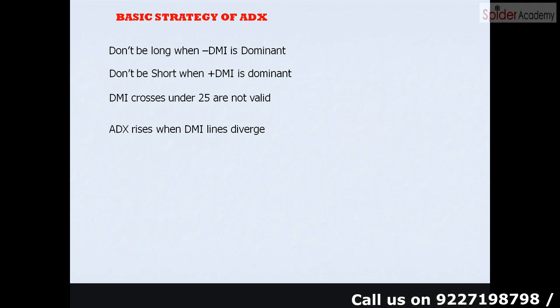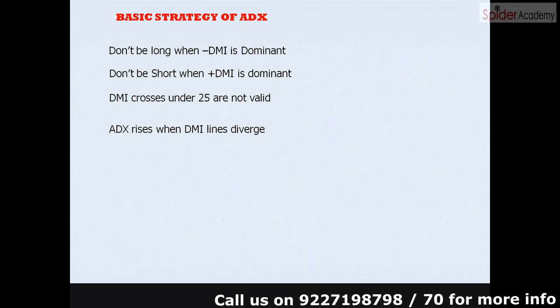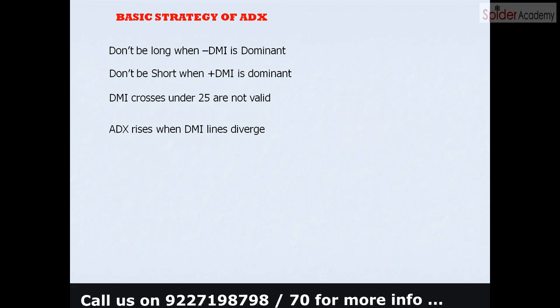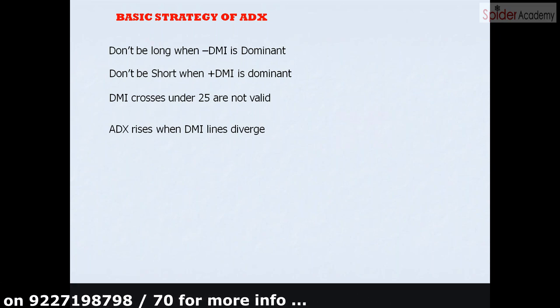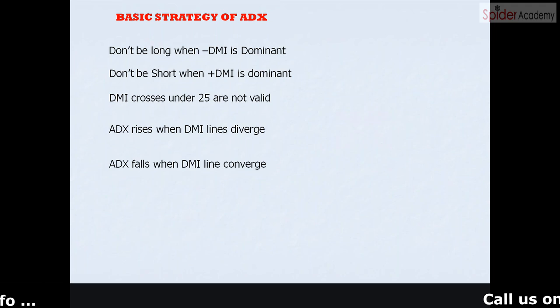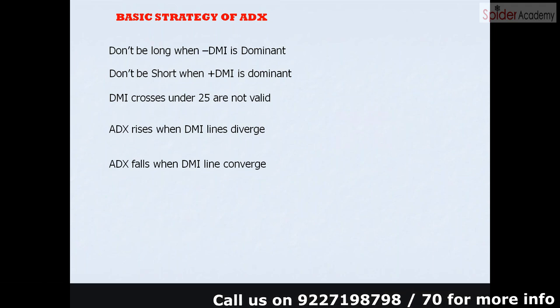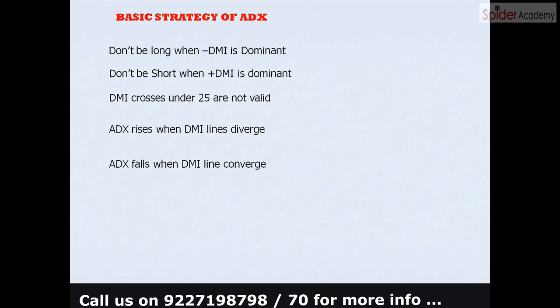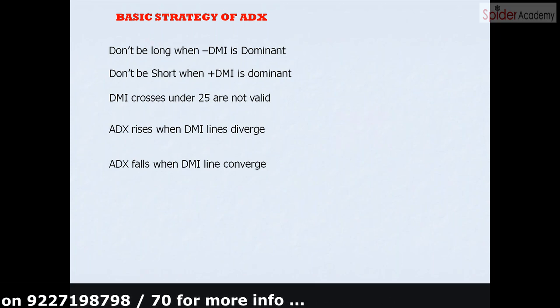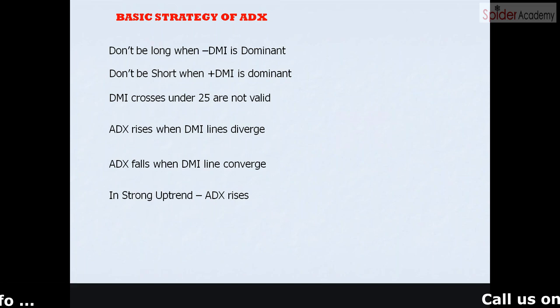ADX rises when DMI lines diverge. जब रेड और ग्रीन दोनों सेपरेट होते हैं तब ADX राइज करेगा. ADX राइज करेगा उसका मतलब क्या है? A trend is developing. ADX falls when DMI lines converge. जब रेड और ग्रीन लाइन दोनों एक दूसरे की तरफ आ रहे हैं तब क्या होगा? ADX fall होगा, ट्रेंड fall होगा. There will be no trend, it will be a sideways market.